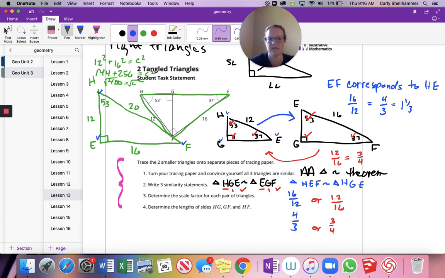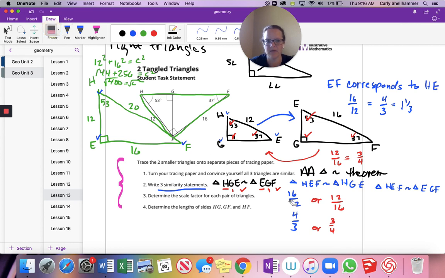Now let's do the big and the medium one. So triangle HEF is similar to triangle EGF. That's what we mean by three similarity statements. I knew something was a little wonky when I tried to do it. Those are my similarity statements. So determine the scale factor for each pair.